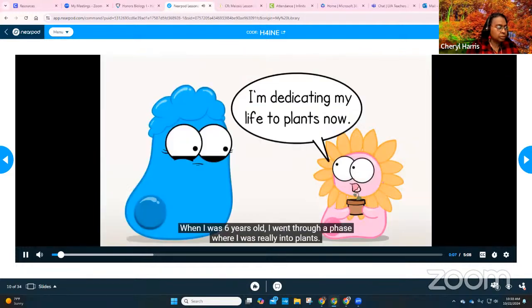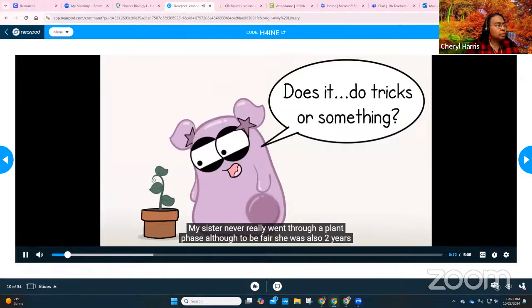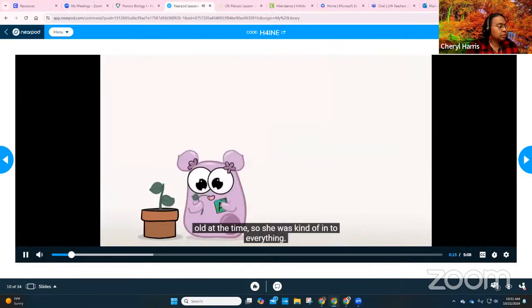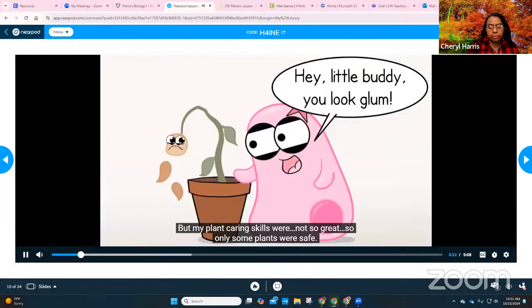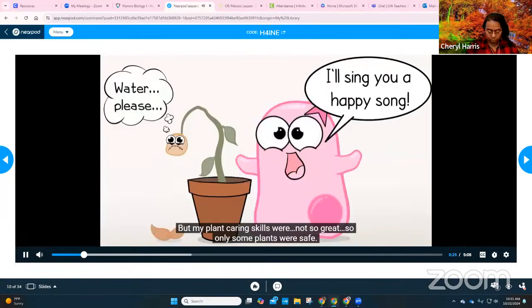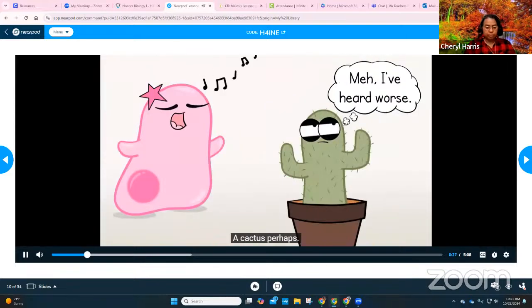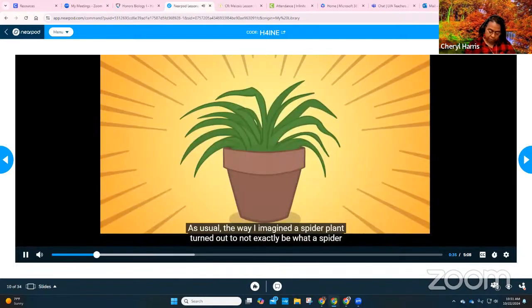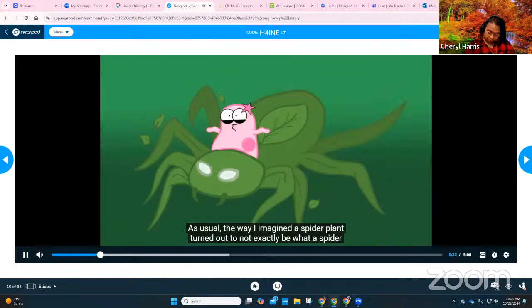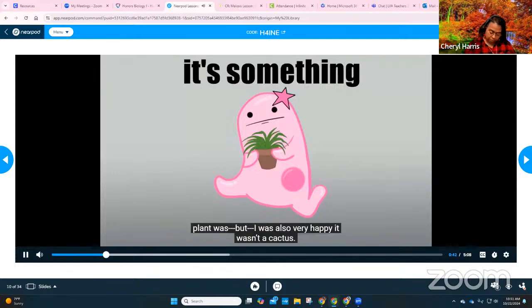When I was 6 years old, I went through a phase where I was really into plants. My sister never really went through a plant phase, although to be fair, she was also 2 years old at the time, so she was kind of into everything. I wanted to have a lot of plants where I could water them and take care of them, but my plant caring skills were not so great, so only some plants were safe. A cactus, perhaps. But you get sick of cacti. One day it so happened my dad brought home a spider plant. And as usual, the way I imagined a spider plant turned out to not exactly be what a spider plant was, but I was also very happy it wasn't a cactus.